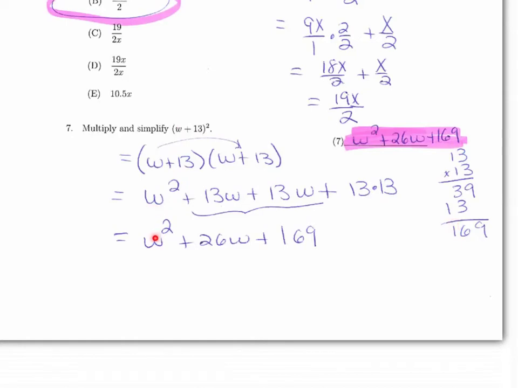Now we're going to collect like terms. W squared, only squared term, comes along for the ride. 13w plus 13w is 26w. So you have 13 of something plus 13 of something, and that gives you 26 of that something, which is a w. And then the 169, which we found over here. Our final answer is w squared plus 26w plus 169.